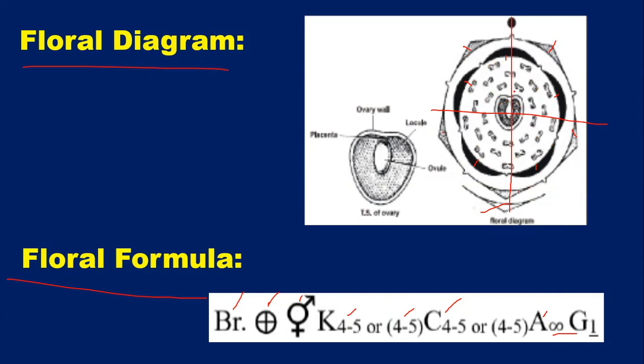Then gynoecium. How many? See the diagrammatic representation. How many locules are there? Single locule, unilocular. See the line is given below G, so it is a superior ovary. The ovary is present above the floral parts, so it is called a superior ovary.